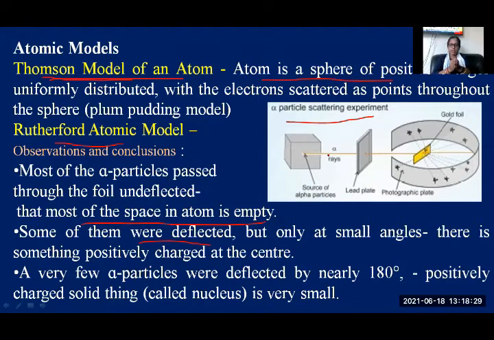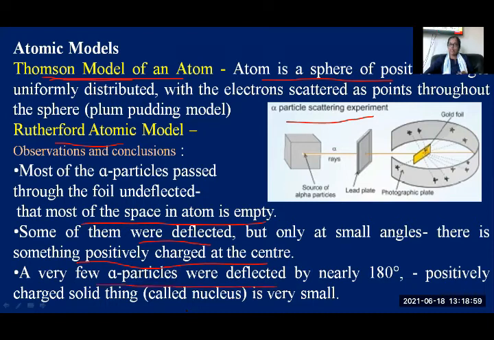There should be some kind of particle or something through which it cannot go. It is changing its path by a small angle. That means that this alpha particle also carries positive charge, and if it is getting deflected, that means that center or that disturbance must also be carrying positive charge. So that indicates that there is something positively charged at the center.